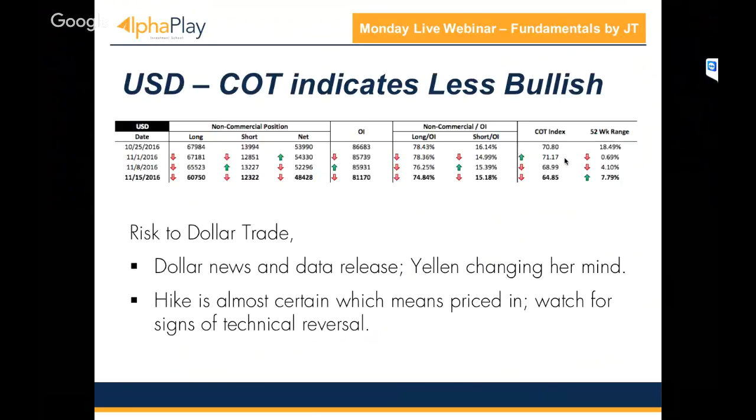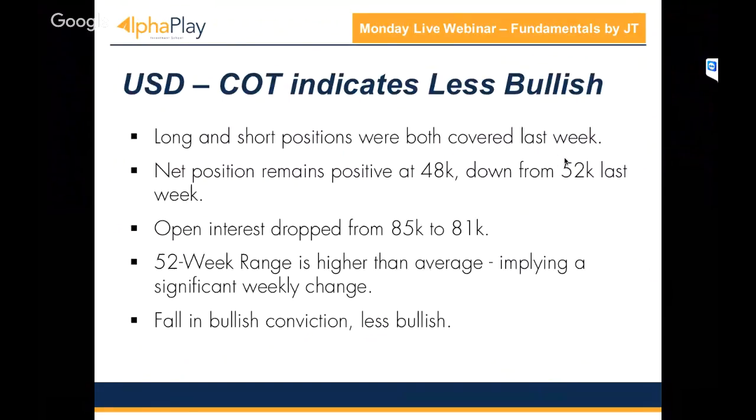So there's this number here, which you might find confusing. You can pause and stare at these numbers for a while. But we summarize what we have as findings for this week for you in terms of the US dollar. The long and short positions were both covered last week. This is obvious. Net positions remain positive at 48K, down from 52K last week, which means there is less bullishness.